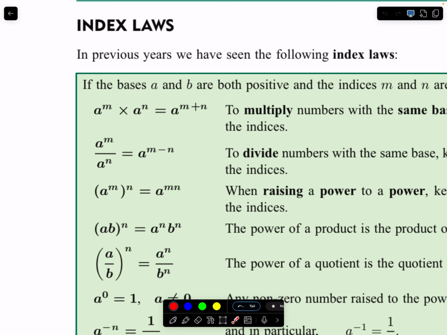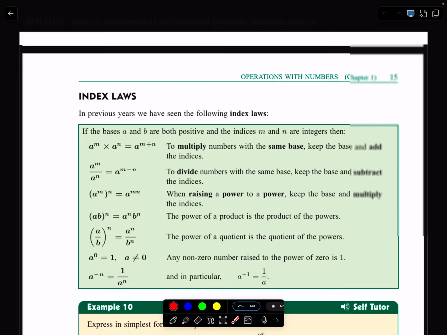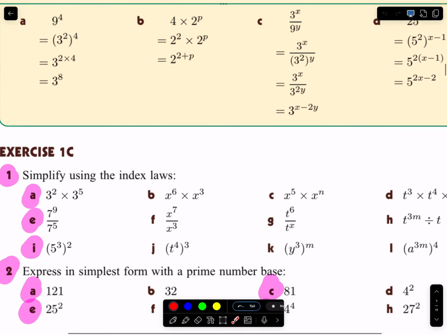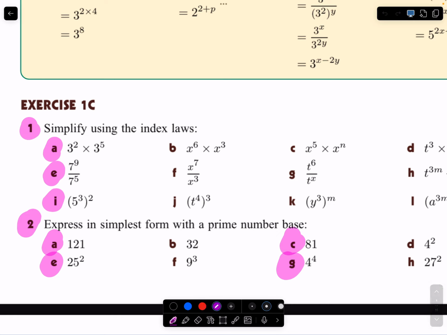What do I do with the powers according to that rule? Are you blind or something? What do I do here with the powers? Plus. So your answer to that would be same base number, 3. And what's 2 plus 5? 7. Tick.